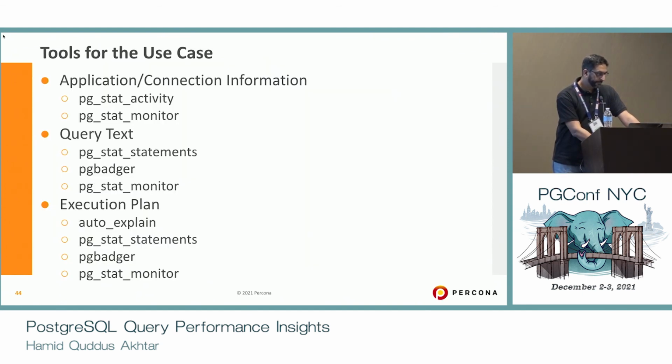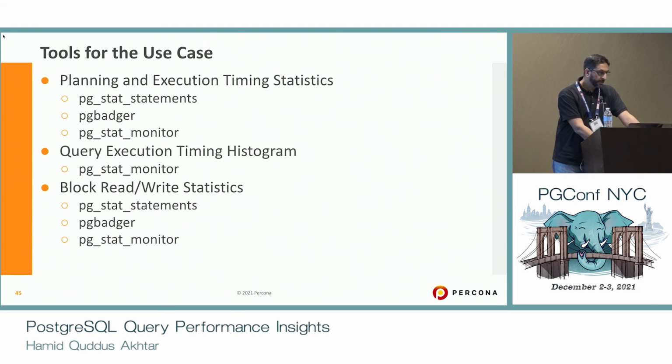So just to summarize what we've captured, some of the use cases are, for example, application connection information, where the tools you can use are stat activity and pg_stat_monitor. Query text: stat statements, pgBadger, and pg_stat_monitor. I should really have had pg_stat_activity here as well. Execution plan: auto_explain, stat statements, Badger, and stat monitor. Planning and execution timing statistics, you can see from stat statements, Badger, and monitor. Query execution timing histogram, that's stat monitor only.